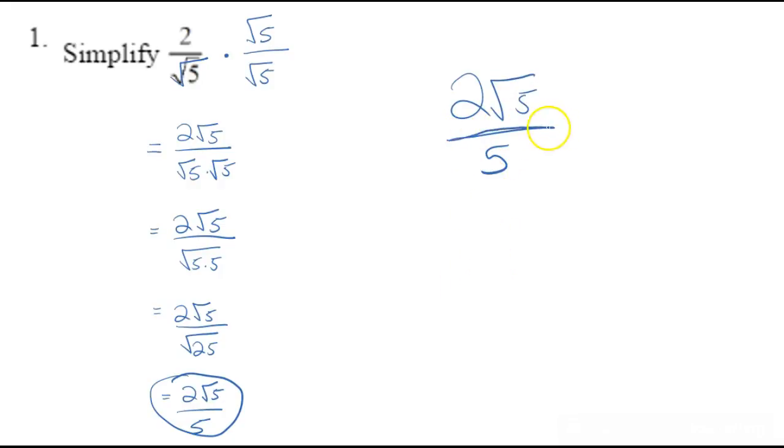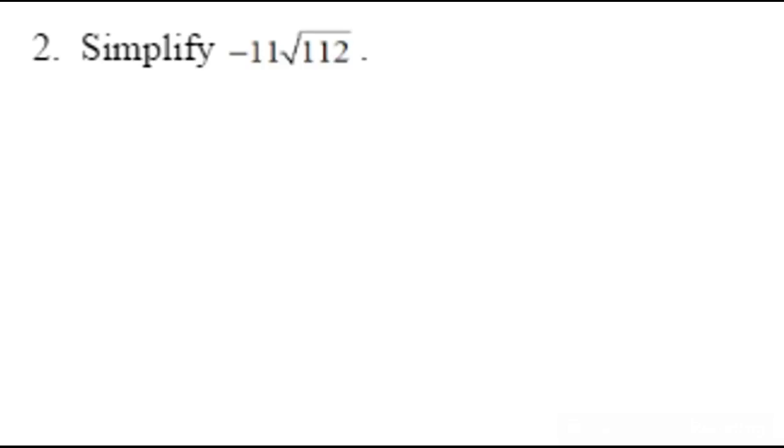Yes, there's more written down, but it's simplified because the denominator no longer has a root in it. Our next one is we are going to simplify negative 11 times the square root of 112. Again, it looks like it's pretty simplified. What we're really going to be focusing on is the square root of 112. We can get closer to an approximation of what it is.